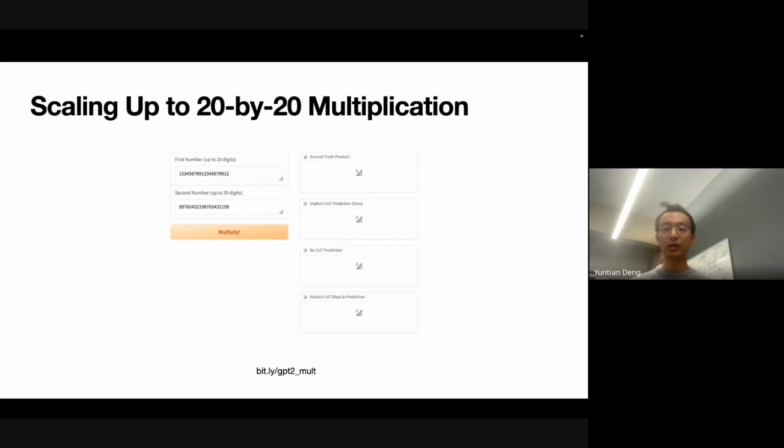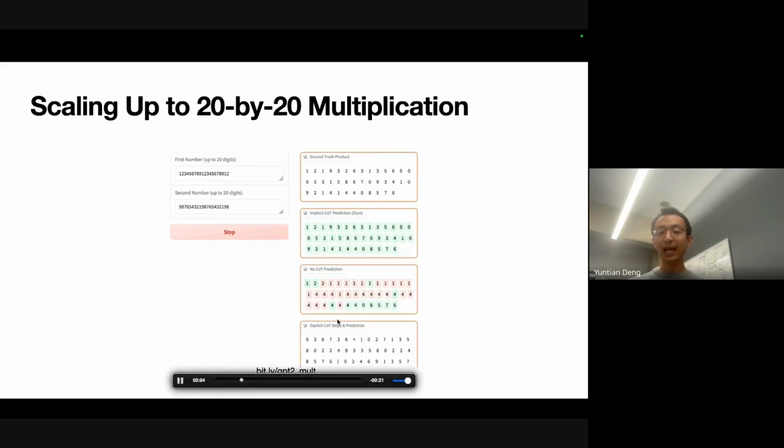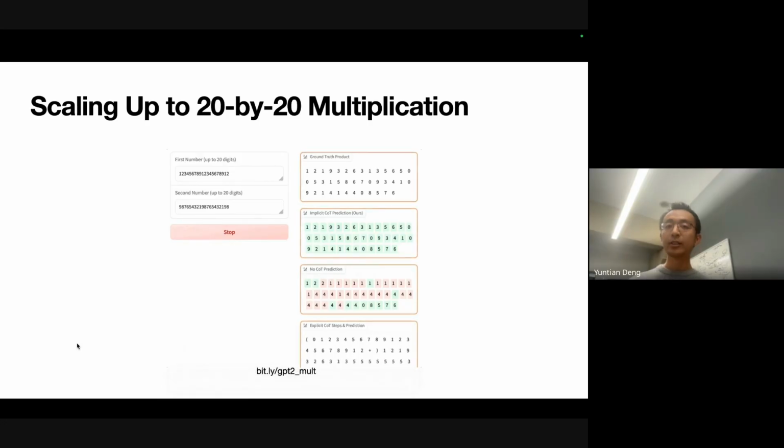So here we show our approach scaled up to 20-digit multiplication. We also built a demo on Hugging Face Spaces. So if you are interested, feel free to use the link at the bottom of the slide to try out this demo yourself. Like I said, it's working surprisingly well, in that it can predict the result of 20-digit multiplication correctly, which is a really, really challenging task.